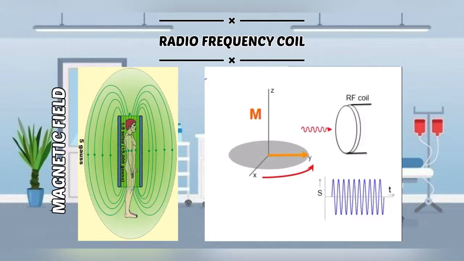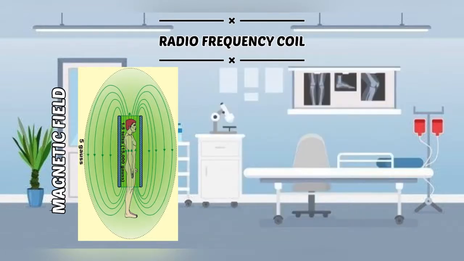The receiving radio frequency coil can be either the same coil that we use for sending in the radio wave or a different one. The amplitude of this radio wave tells us about the amount of magnetization and also the amount of hydrogen protons or water in the body part we are scanning.